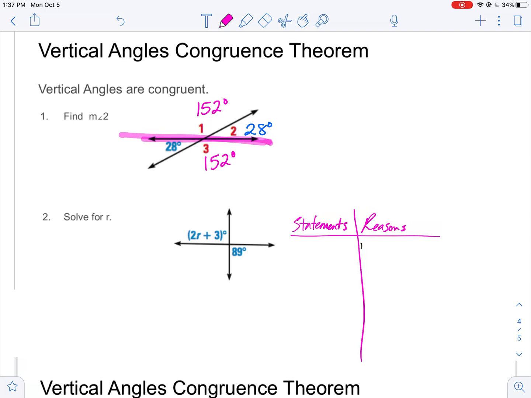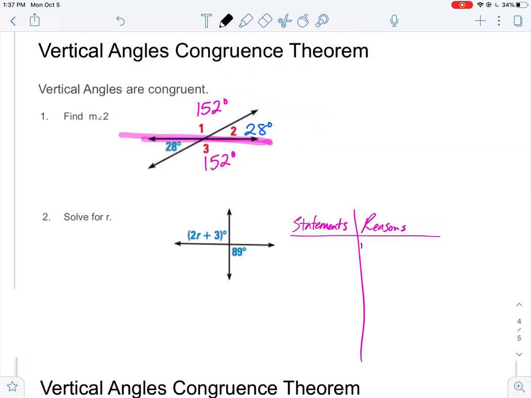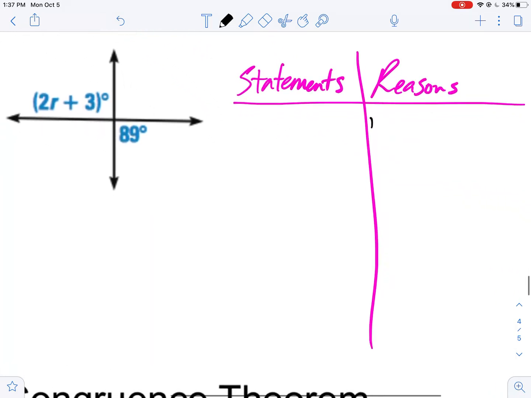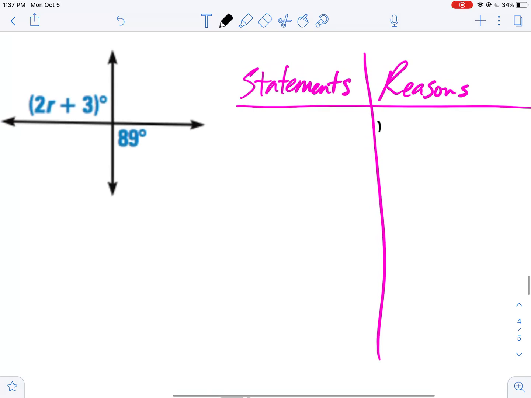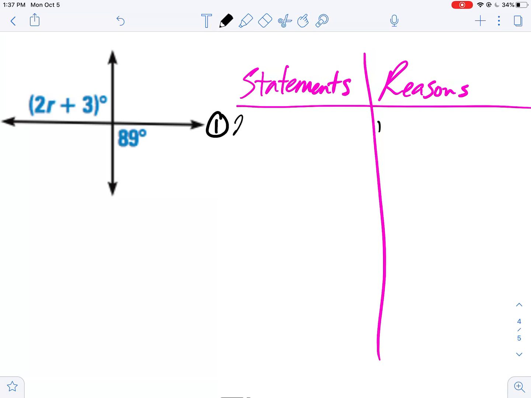And our last problem here for today, this is what your homework looks like. This is what I want to see. Now, we're not doing really big formal proofs. These are just informal. So the first thing I want you to tell me is, what kind of angles do you see? So 2r plus 3 and 89 are what? If they're across from each other, those would be vertical angles.